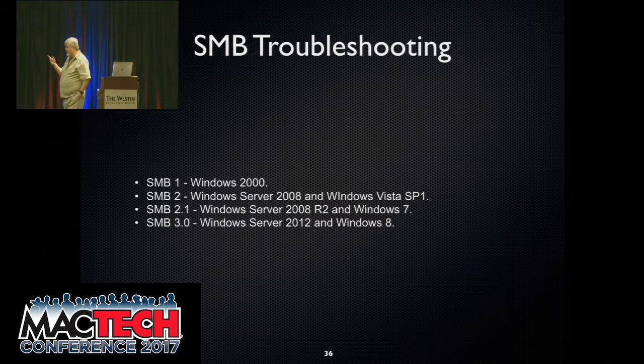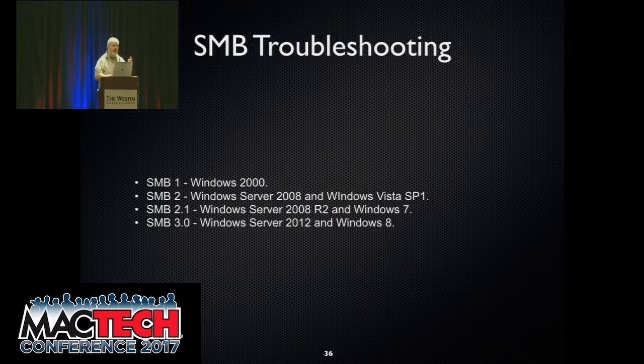I put this up here as a guide. SMB1 was originally meant for, say, Windows 2000. Prior to that, it was probably CIFS, so SMB1 replaced CIFS, and we'll talk a little bit about that. Version 2 of SMB is for Server 2008 and Vista. 2.1 was for Server and Windows 7. Then version 3 was for Server 2012 and Windows 8, and so on. So CIFS is the ancient version of SMB.